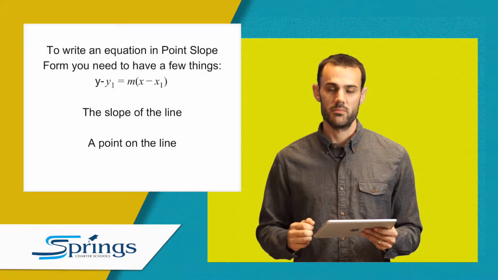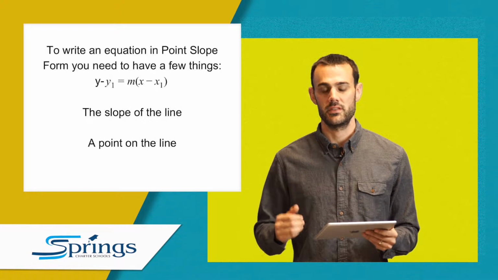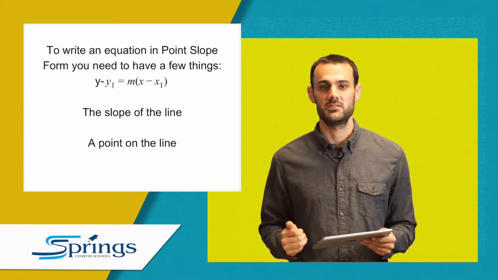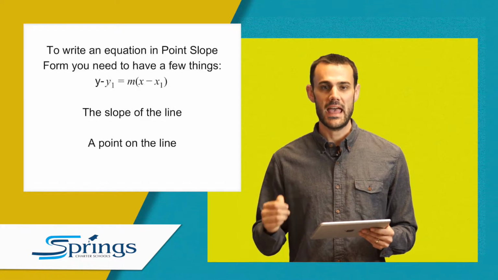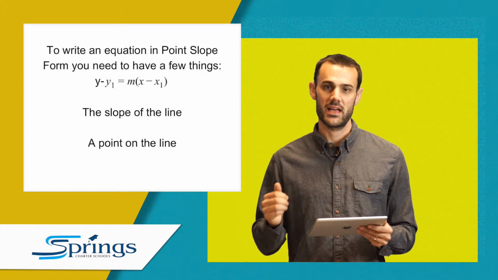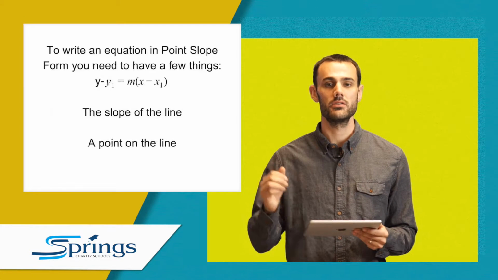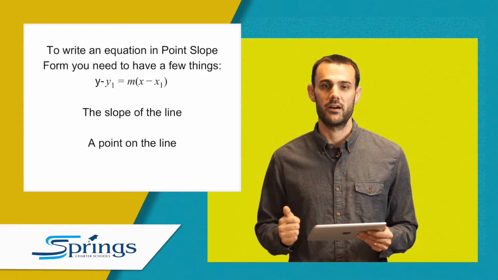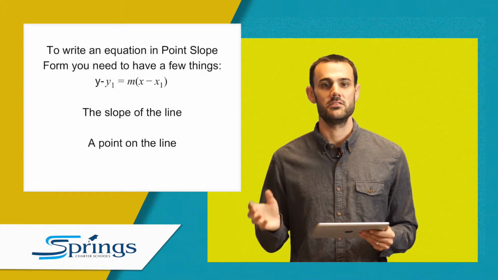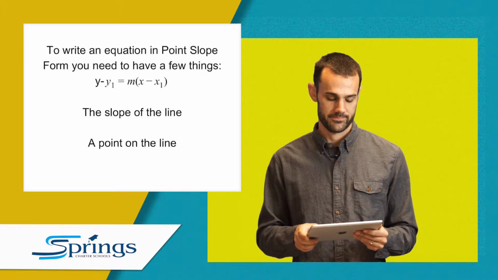So, to write an equation in point-slope form, you need to have a few things. Here's the formula we're going to be using today. It looks like this. y minus y1 equals m, and inside a set of parentheses we have x minus x1, and then we're closing that parenthesis. And we need to know the slope of the line and get a point off the line in order for us to go ahead and use this different type of formula.